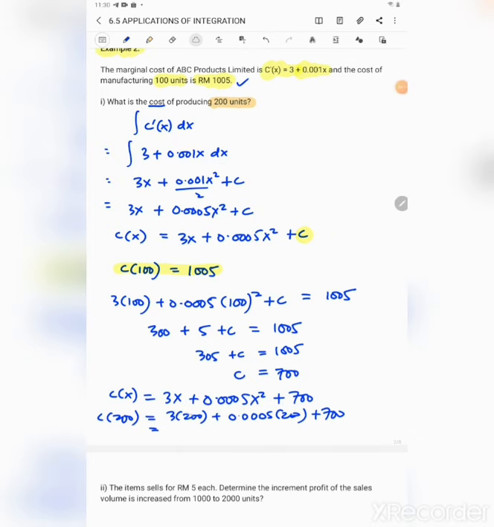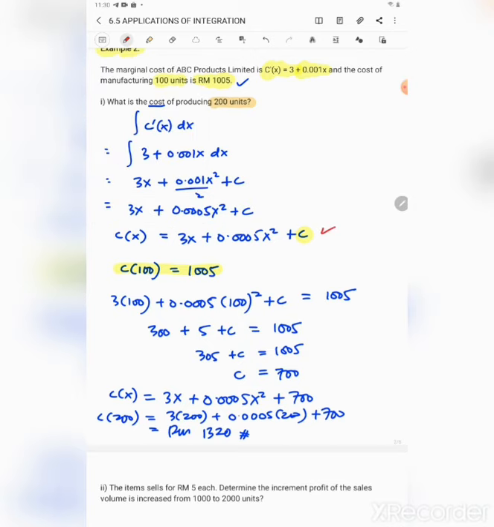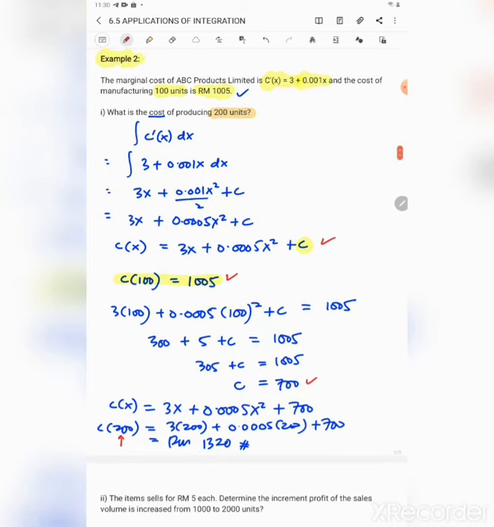Okay, the cost for producing 200 units of product is RM 1320. This is how we find the cost. The flow is just like this: we first find C from the information given, and then we substitute C into the cost function that we already integrated just now. Then we substitute the value of 200 units to get the cost of producing 200 units. I hope you understand example 2.1.